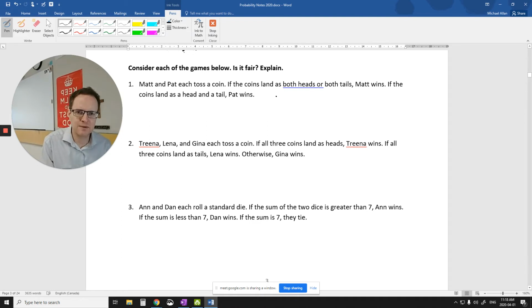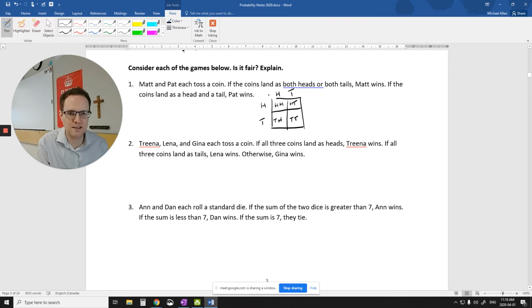Now, a good way to determine if they're fair or not is to draw out their sample space like we did before. So Matt and Pat each tossed a coin. You can either land heads or tails. So I'm just going to list off my sample space here. Either I have heads and heads, or tails and tails, or heads and tails, and tails and heads.